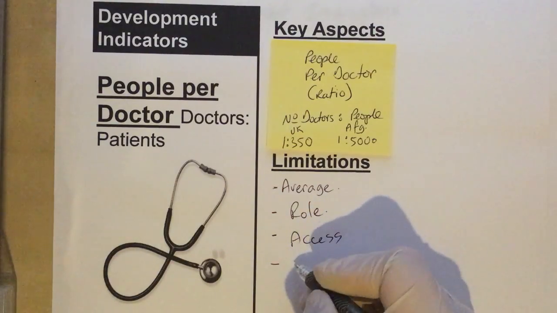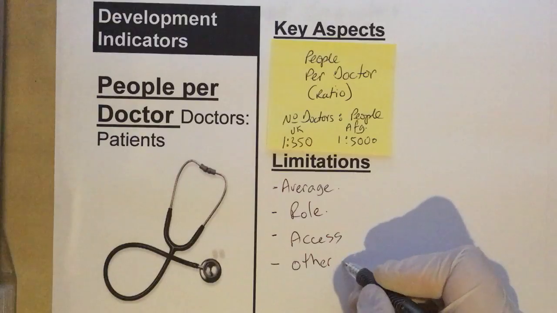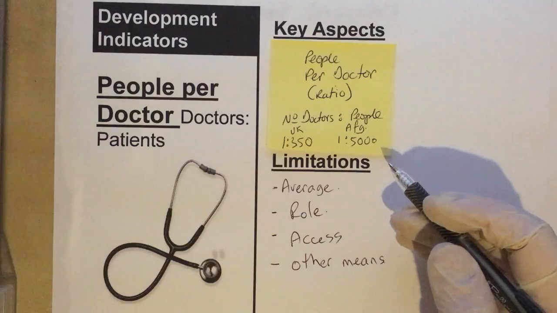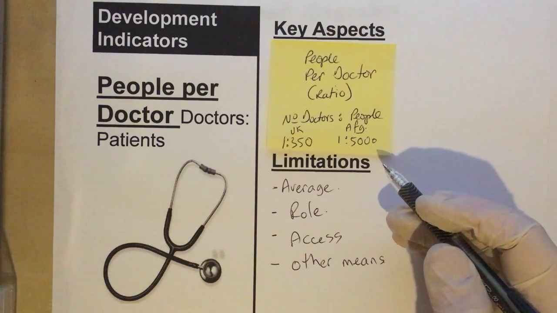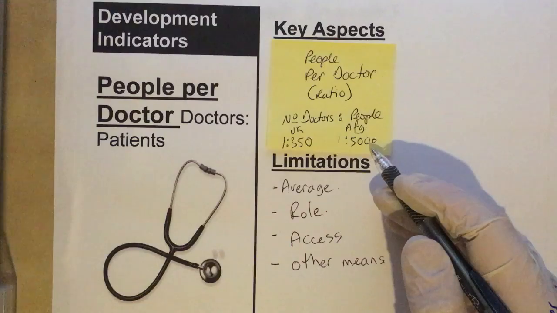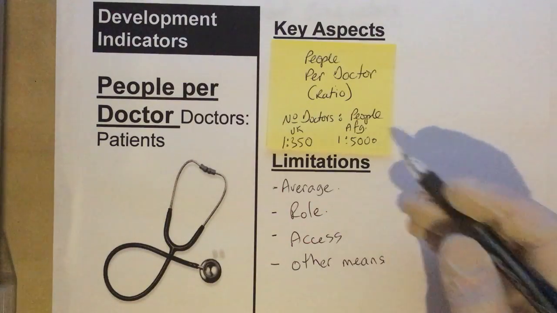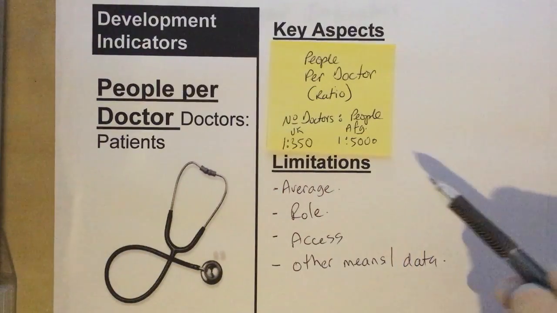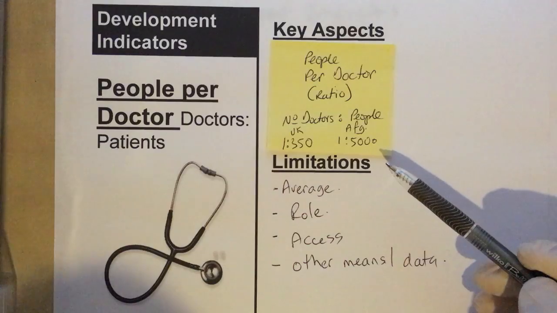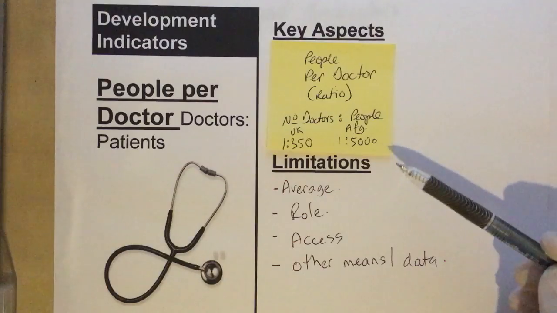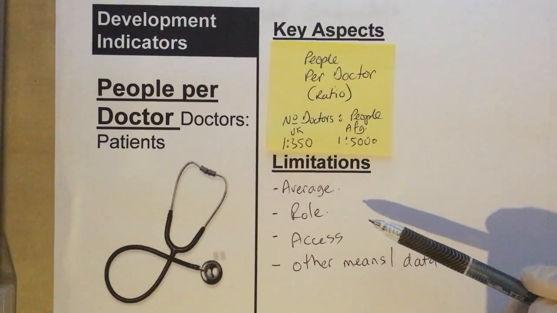It also doesn't tell us about the other means that people might get medical attention. For example, in parts of rural India, many people seek advice from doctors over the phone or by video messaging. So that data isn't recorded as part of this ratio. The accuracy of data might sometimes cause some of the issues. So overall, it's a good indicator because it tells us about healthcare in a country and therefore how well people might be. However, there are some limitations with this particular indicator.